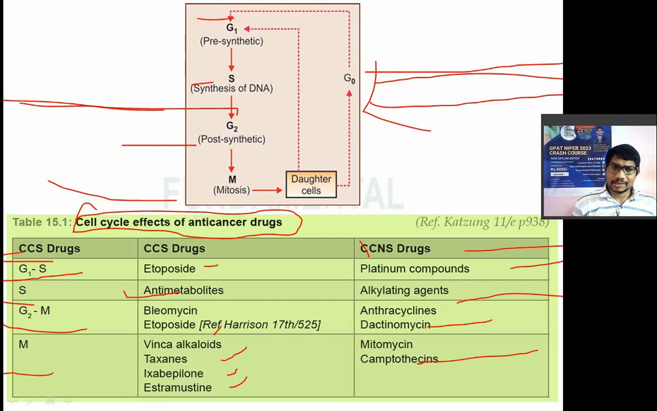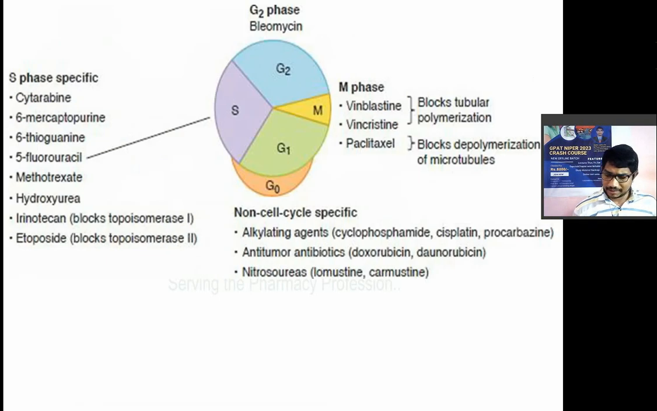Okay, we'll see the classification of these anti-cancer drugs again. I will explain here the different phases of the cell cycle and the different kinds of drugs which are acting on different phases of the cell cycle. So G0 phase, first one is nothing but the G0 phase. So G0 phase is now known as a resting phase or dormant phase.